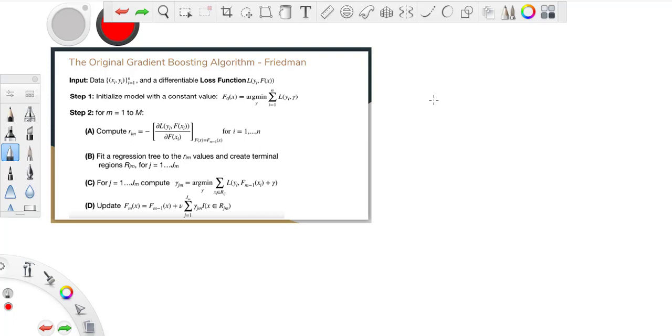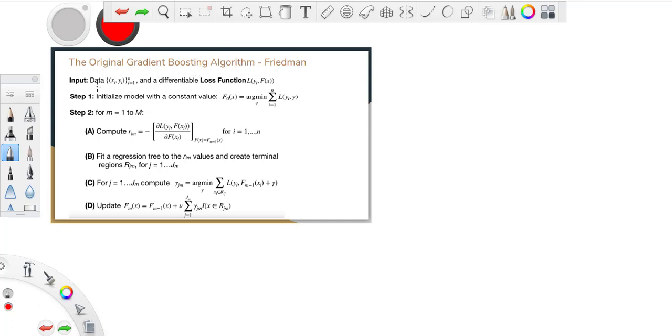Hi everyone, today we are going to talk about the actual gradient boosting machine and the mathematics behind it. But before that, I assume that you have gone through the intuition video for GBM. If not, then I request you to please watch that first before watching this particular video. So this is the algorithm which Friedman has given in his original GBM paper.